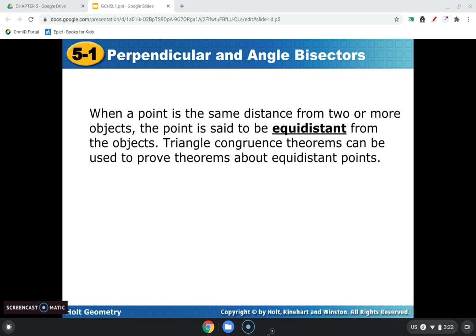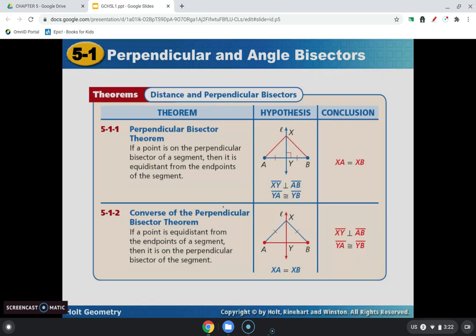Geometry lesson 5.1, still dealing with triangles, perpendicular and angle bisectors to start with here. When a point is the same distance from two or more objects, the point is said to be equidistant from the objects. Triangle congruence theorems can be used to prove theorems about equidistant points. So there should be a chapter 5a note sheet on Moodle that you can use for this stuff. So if you want to follow along with that, here we go.